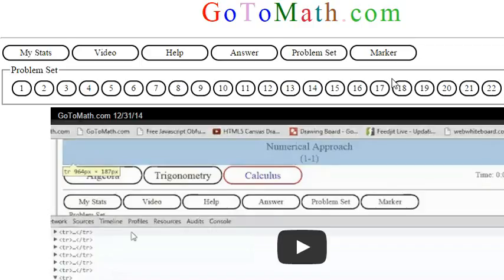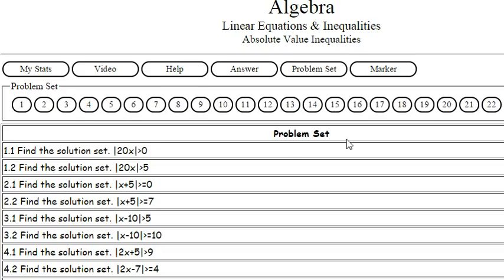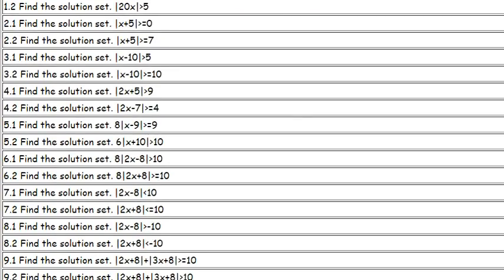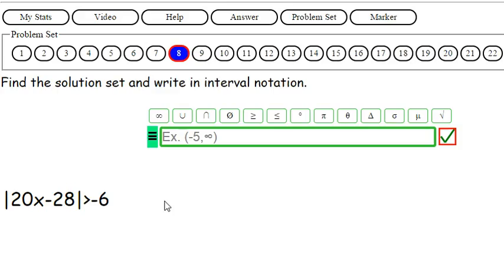Okay, we're here at gotomath.com. Click on algebra. Let's go down to absolute value inequalities, and we are looking at 8.1. Find the solution set and write it in interval notation.